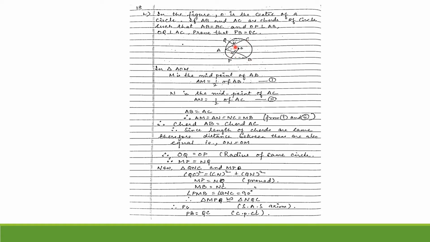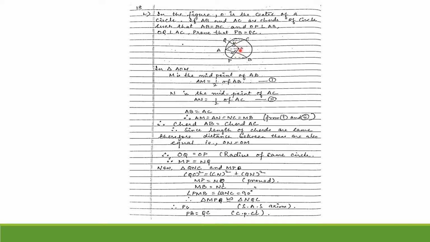That means AM and AN are equal in length. So therefore, since AB is equal to AC, we can say that NC will be equal to MB. That means these lines NC and MB should be equal in length. Now similarly, we can say that the chords AB and AC are equal, so the distances from the center are also equal, because if you see AB and AC are two chords of the circle, and if their lengths are the same, that means the distance will also be the same, that is ON will be equal to OM.